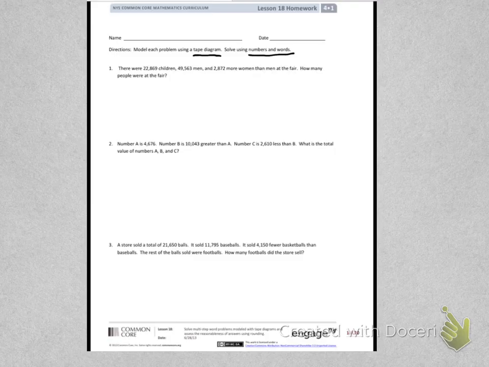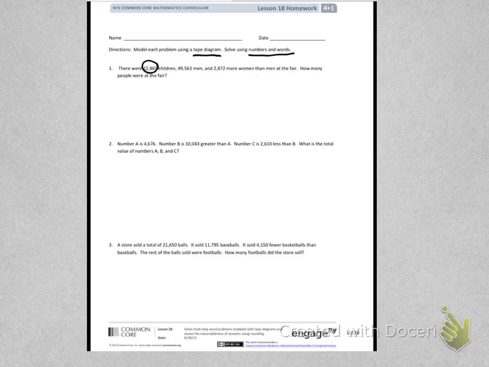Number 1. There were 22,869 children, 49,563 men, and 2,872 more women than men at the fair. How many people were at the fair? So let's go through and start marking what we know.